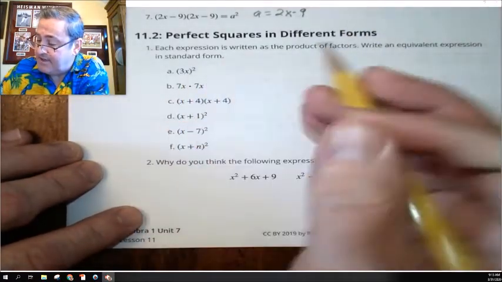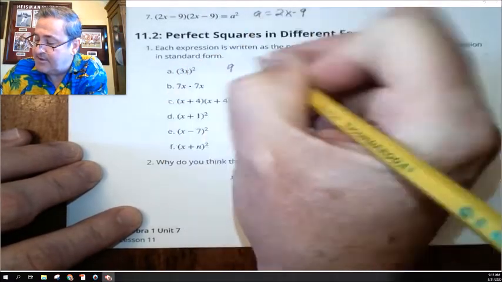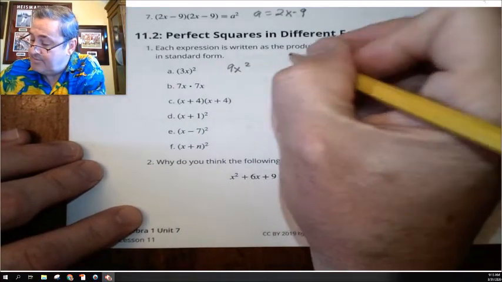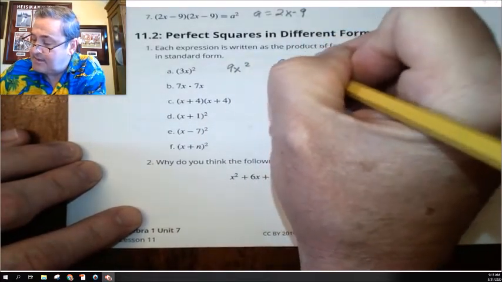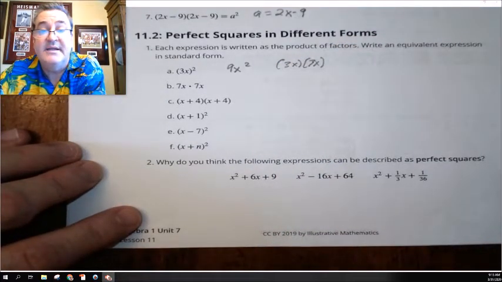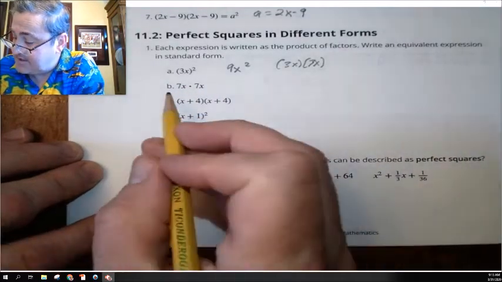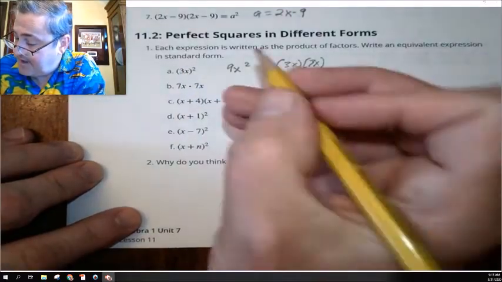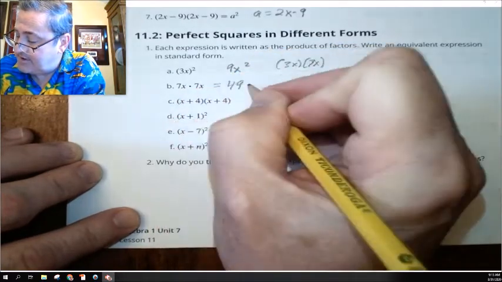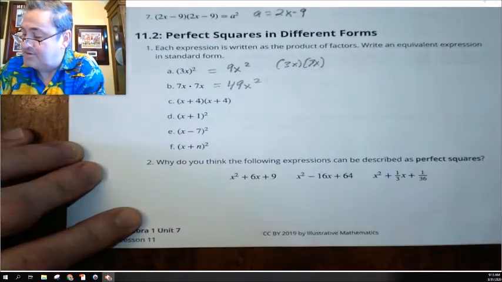So what is 3x times 3x? Well, 3 squared, 3 times 3 is 9. x squared is x squared. So that is an equivalent expression, because that would be 3x times 3x, right? 3 times 3, x times x, 9x squared. This one's already written out in a nice way, 7x times 7x. We don't have to deal with rewriting it. So that would be the same as 7 times 7, 49, x times x, 49x squared. I'll put a little equals up there too.